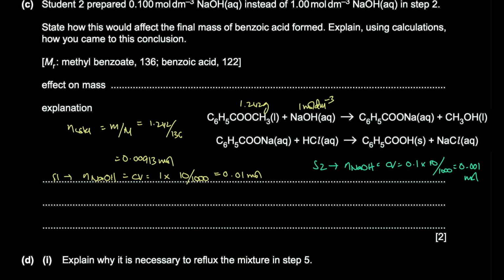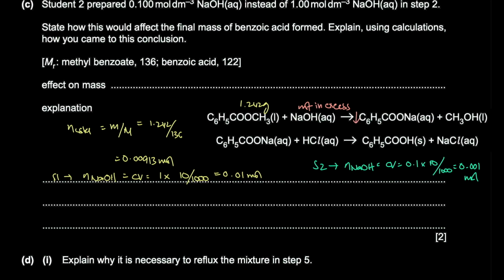So in the first case, sodium hydroxide was in excess. But in the second case, sodium hydroxide is not in excess. Since it's no longer in excess, we're going to have a lower mass of the salt being produced, and then we're going to have a lower mass of the benzoic acid being produced.